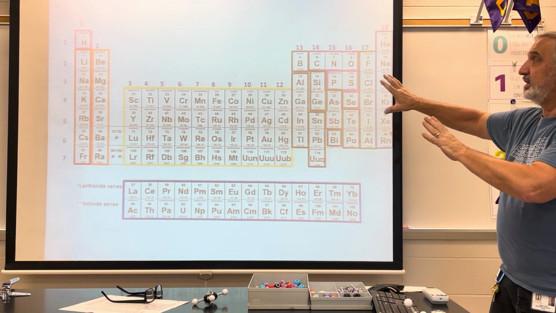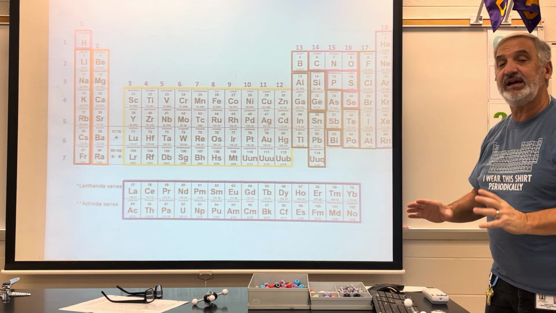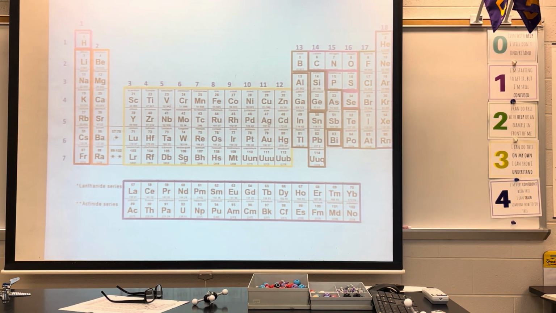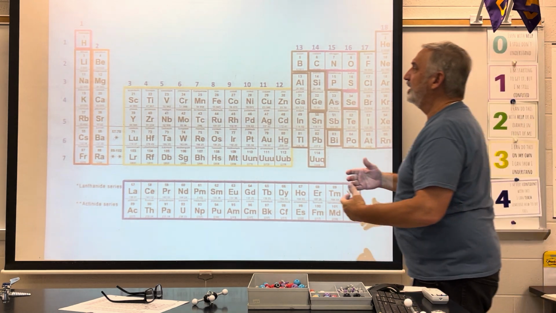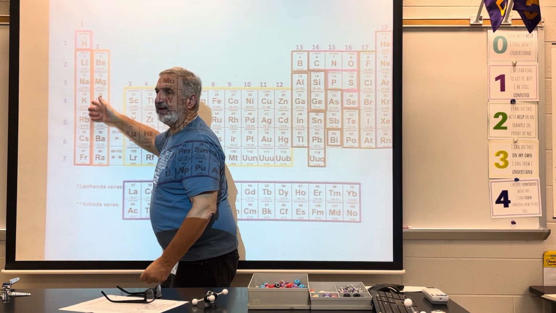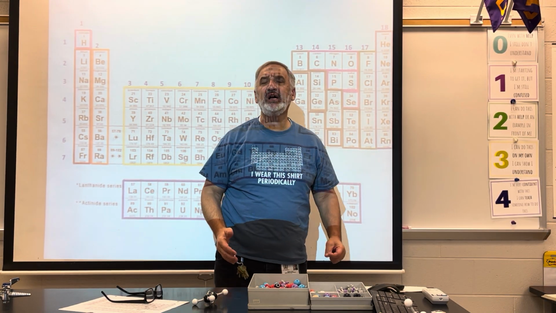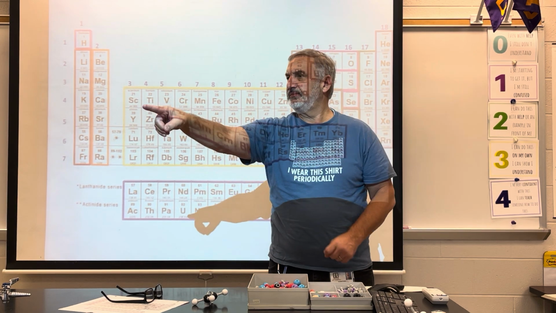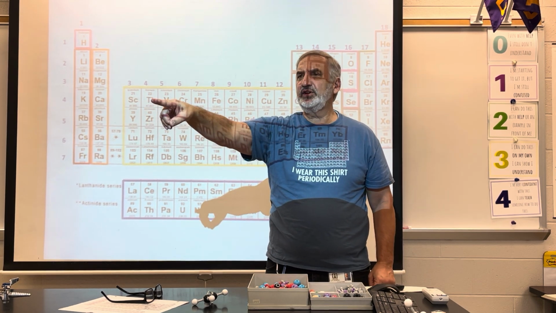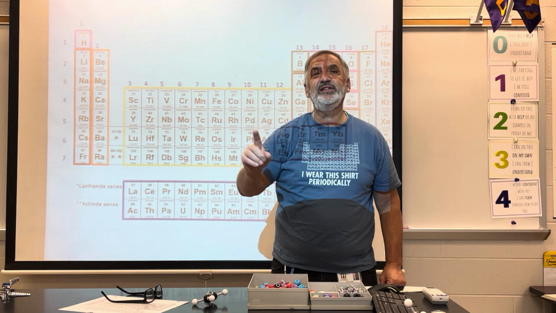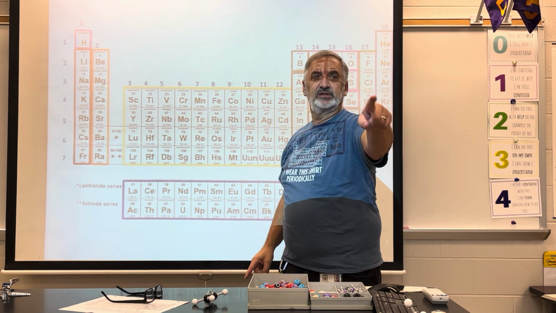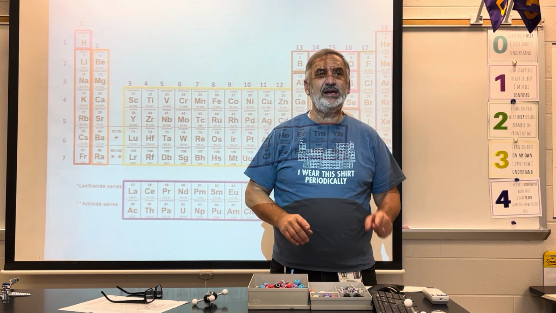That is what we learned yesterday. Today we're going to focus on what we can tell about it. And why are columns called families? They've got similar traits, similar chemical properties. Why do they have similar chemical properties? Because they have the same number of valence electrons.